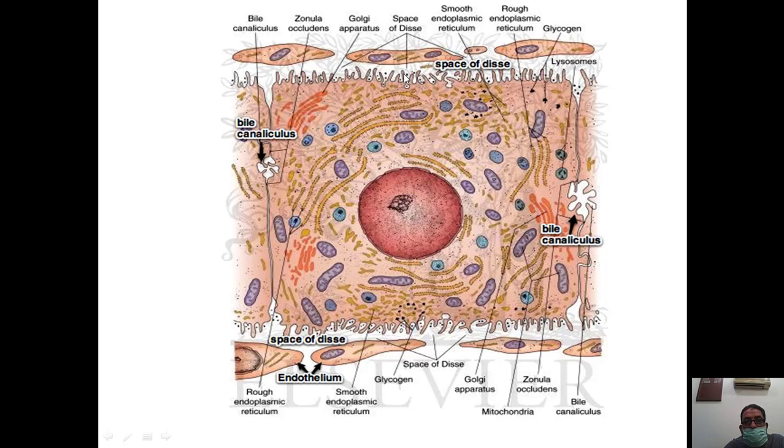Space of Disse, what is that? Space of Disse is the space between the cell boundary and the endothelial lining. This is the endothelial lining, this is the space of Disse, and this is the cell, which is the hepatocyte. So the space of Disse lies between the cell and the endothelial lining of the sinusoid. Now, in the coming slide, we will discuss the space of Disse in detail. Over here, this will show you the detailed picture of a hepatocyte.